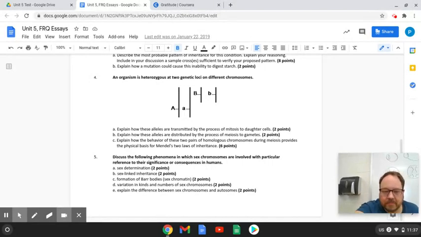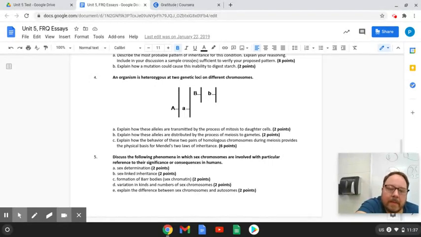They're all good. Number 5, discuss the following phenomena in which sex chromosomes are involved with particular reference to their significance or consequences in humans. So we're dealing with sex chromosomes in humans. A, how does this play a role in sex determination? So, what do males always pass on? What do females always pass on? What determines whether a person's male or female? And, why do you have roughly equal numbers of males and females?